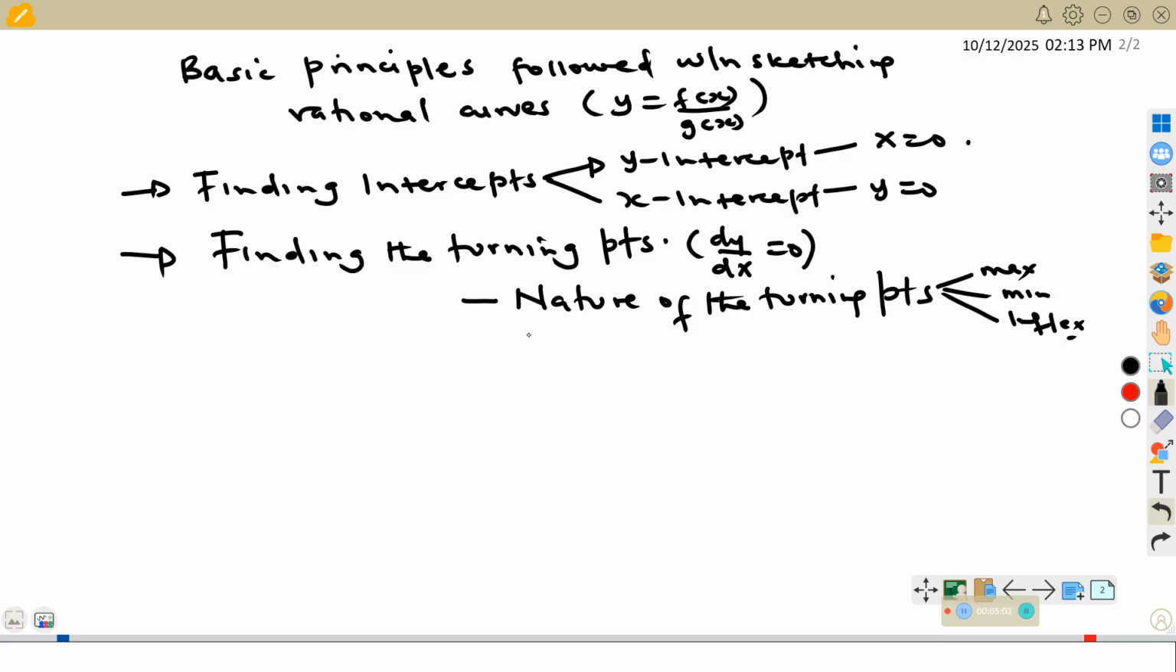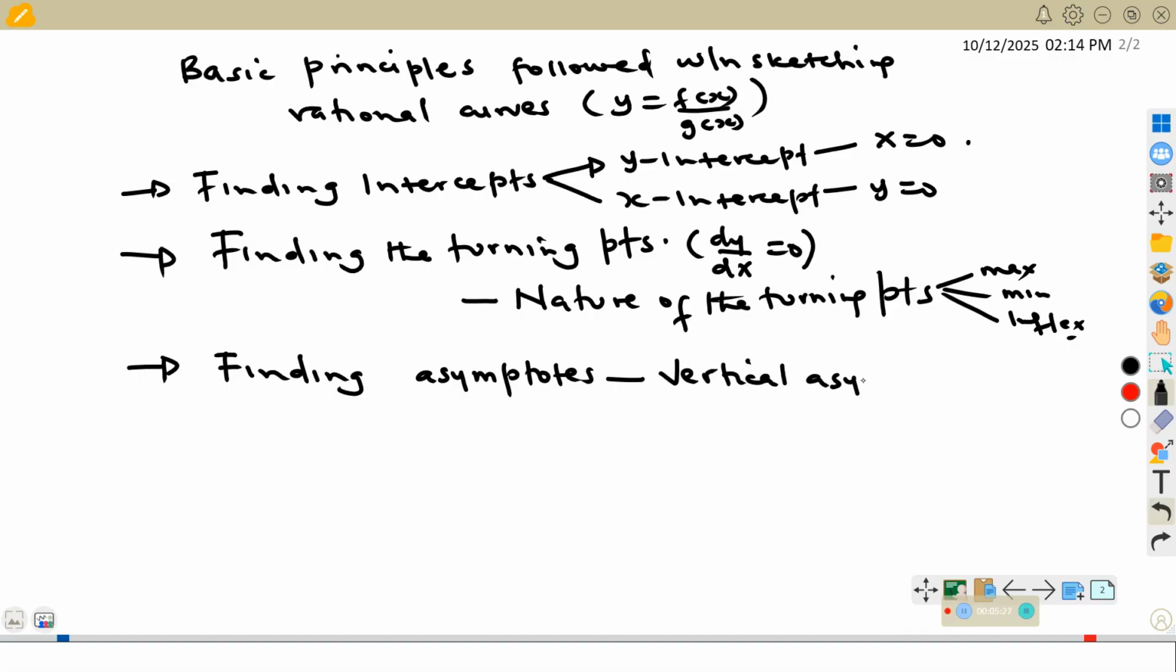So next you need to talk about finding the asymptotes. On finding the asymptotes, we have got three kinds of asymptotes. The first one is what we call the vertical asymptotes. So that is vertical asymptotes.